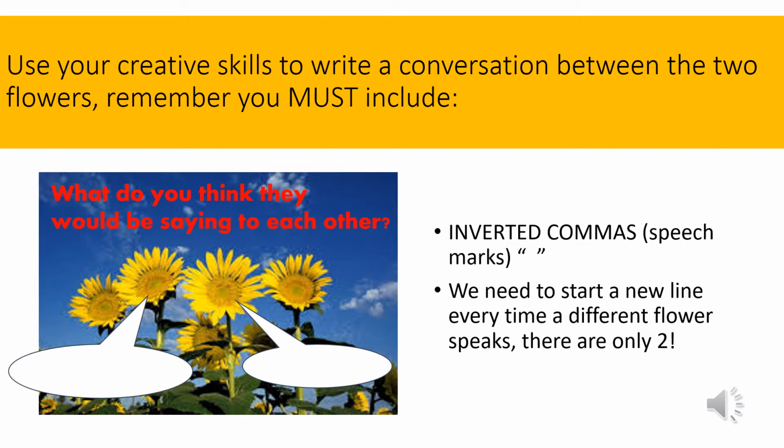Now, use your creative skills to write a conversation between the two flowers. Remember, you must include inverted commas. So we know these as speech marks or 66 and 99 because that's what they look like. And we need to start a new line every time a flower speaks. There are only two, remember. Now, that does not mean there are only two lines, but there are only the two sunflowers that are speaking.